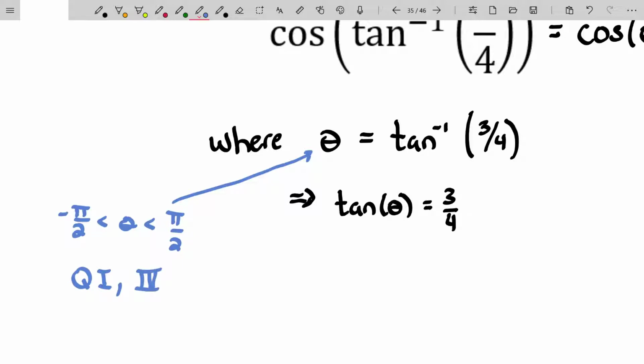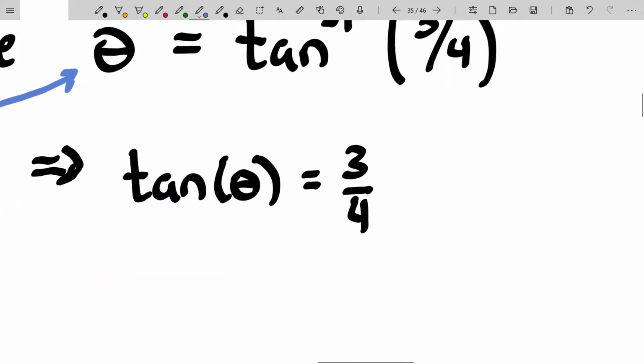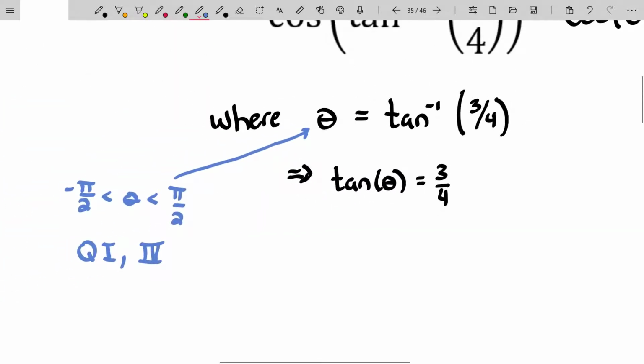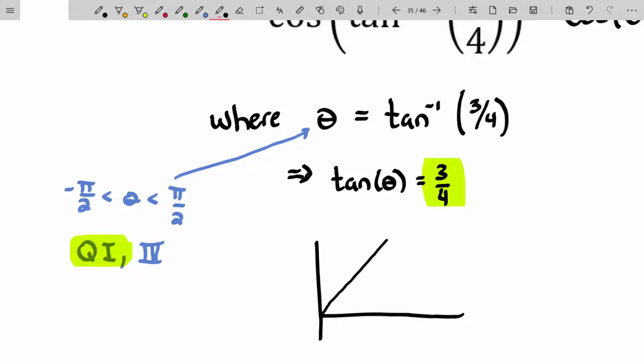Of those two possibilities, notice our tangent is positive. So of those two possibilities, which of those two quadrants will tangent be positive in? Well, if you said quadrant 1, you're absolutely correct because all trig functions are positive in quadrant 1. So because this ratio is positive, I know that I'm going to draw a triangle in quadrant 1. Here I go. Here's a quadrant 1 triangle. It's a right triangle, by the way.